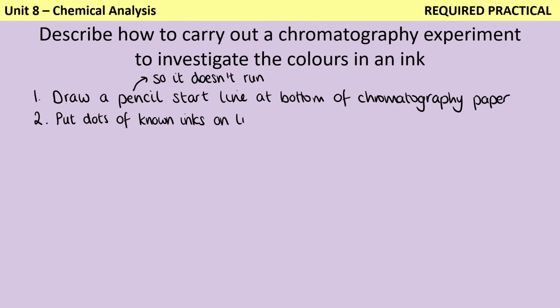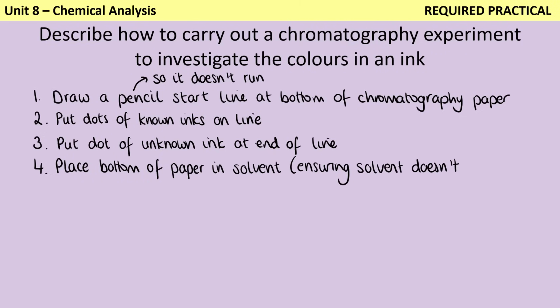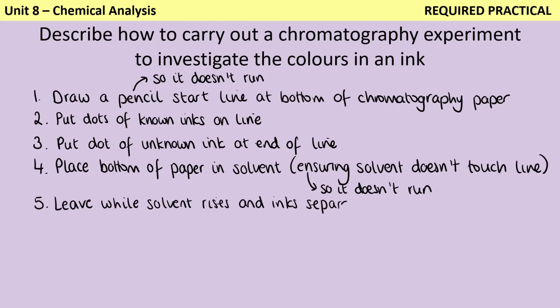Then onto that start line, you're going to put little dots of the known substances, those inks that you're using as standards, and then at the end of the line, you put your actual sample. Then we're going to place the very bottom of the chromatography paper into the solvent, ensuring that the solvent doesn't touch that start line, because otherwise all of our samples would just run out into the solvent rather than going up the paper. Then you're going to leave that chromatogram to have the inks separate out.